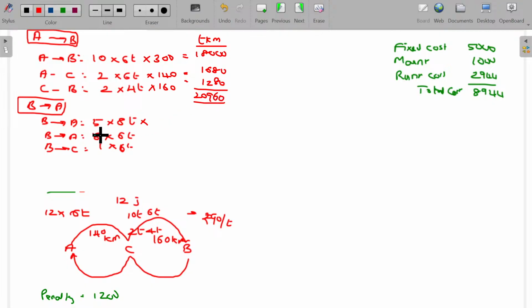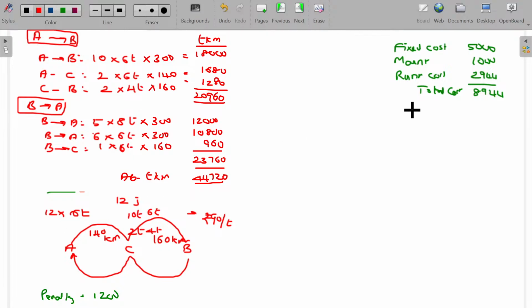This one, B to A 300, B to C 160. 12,000, 10,800, 960. Overall return journey being 23,760. Total absolute ton kilometer 44,720.